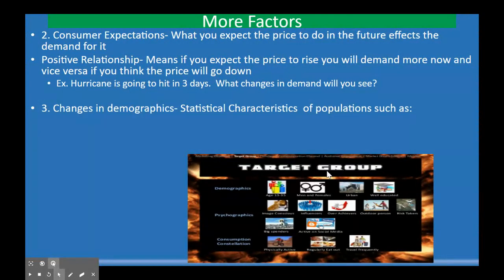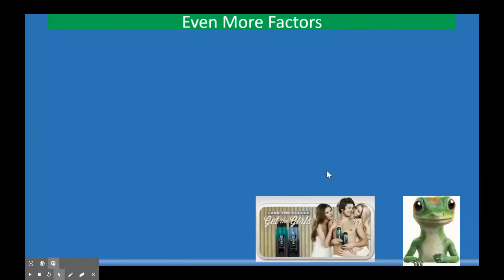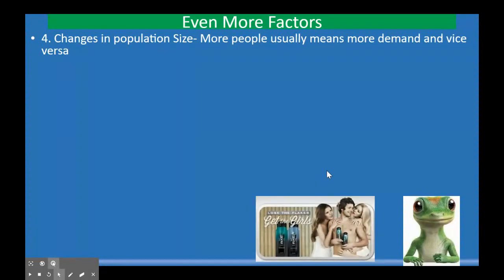Also, changes in demographics would help change demand. Statistical characteristics of a population, such as age, gender, and race, all play factors in a change in demand. For instance, if you have an older population like we've been talking about, then you might have more demand for healthcare, or more demand for wheelchairs or walking canes, or something along those lines because the population is older. Also, a change in population size could definitely impact demand. More people usually means more demand. Fewer people would mean less demand.